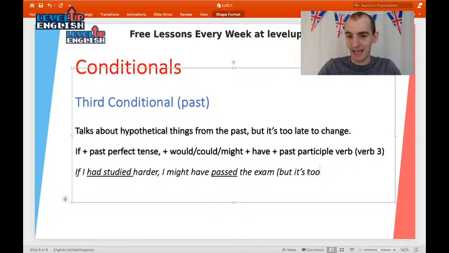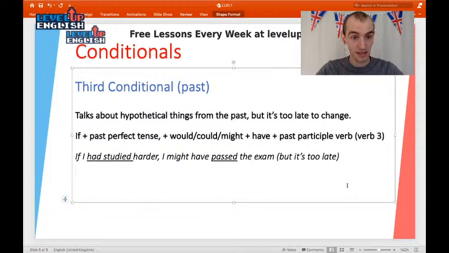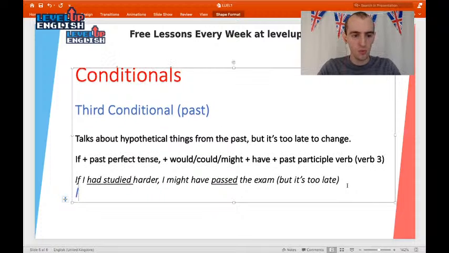But it's too late. I'm talking about a regret I have in the past. It's really common for regrets. So if you have any past regrets, let me know in the comments and I will let you know if they sound good. Let's do one more.